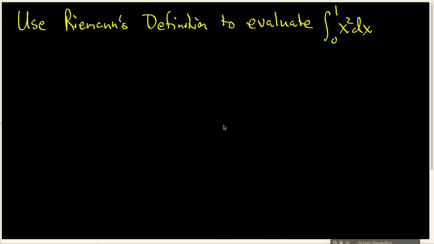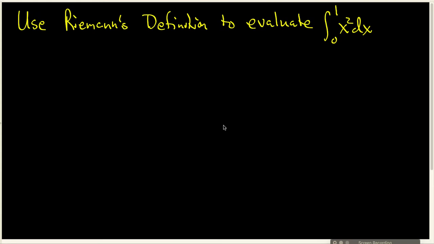In this video, we're going to use Riemann's definition to evaluate the integral between 0 and 1 of x squared dx. It's worth noting that this is an integral that is easy to find using the fundamental theorem of calculus. The purpose of the example is not because Riemann's definition is a good way of evaluating definite integrals. Rather, the purpose of the example is to understand exactly how and what Riemann's definition for area under a curve actually is and what it is saying.